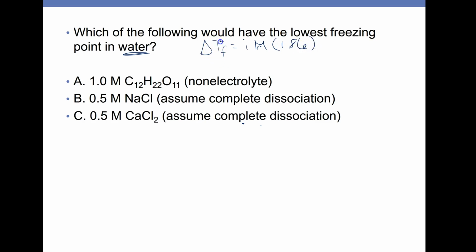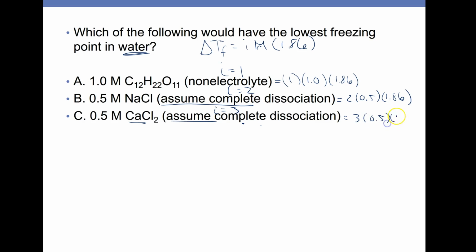To put this into the equation to find the biggest change in the freezing point, well, if it's a non-electrolyte, I equals 1. So the equation here would be 1 for the ions, 1 molarity, and 1.86. For this one, I is 2. So you have 2 times 0.5 times 1.86. And this one, also complete ionization, I equals 3 times 0.5 times 1.86. So the bigger the delta TF is, the lower the freezing point's going to be. That would be your answer.